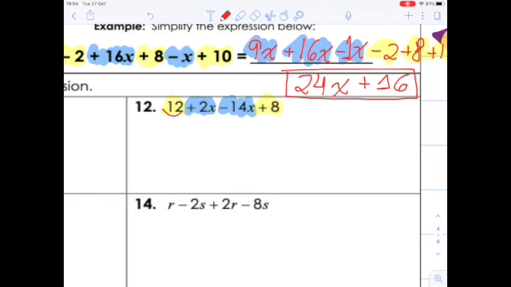So now all we have to do is add. 12 plus 8 is going to give me 20. All right? And then I have to add 2x minus 14x, which is going to give me negative 12x.